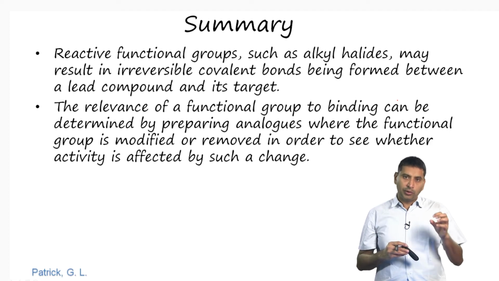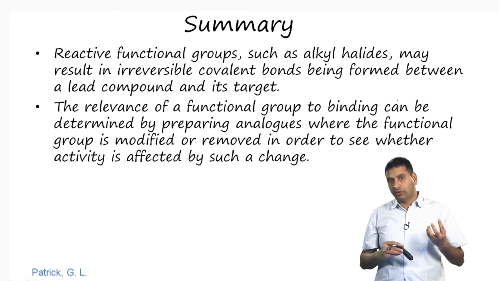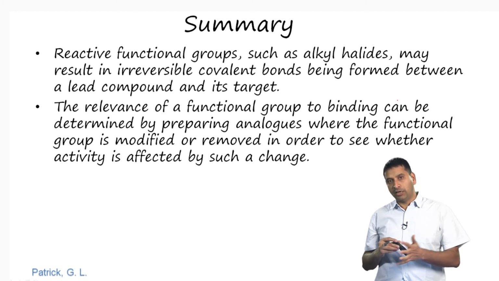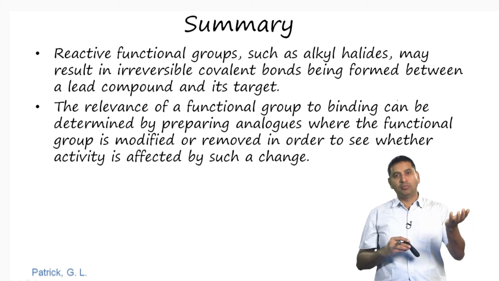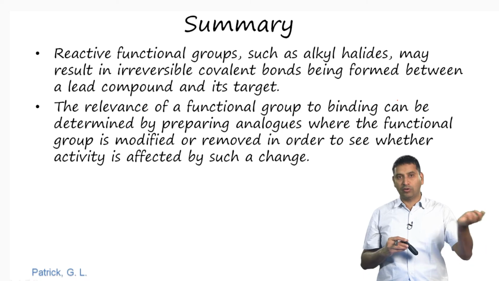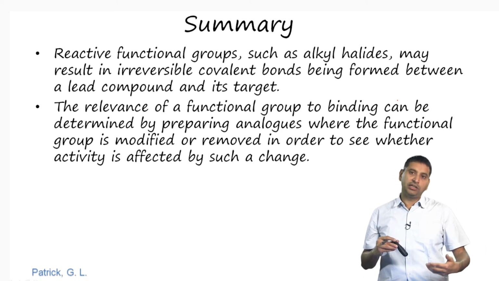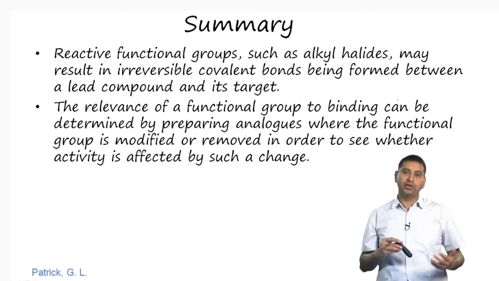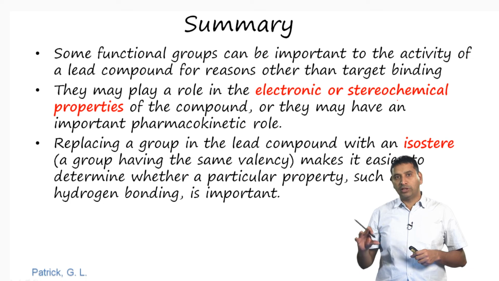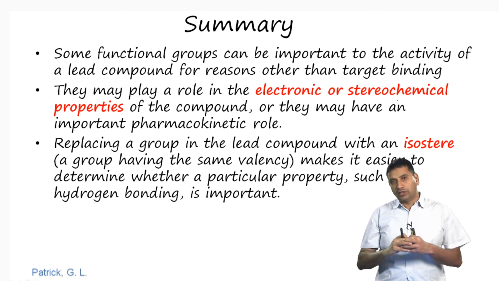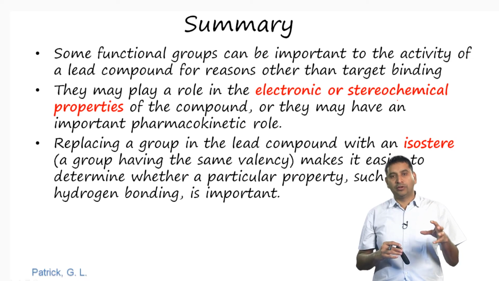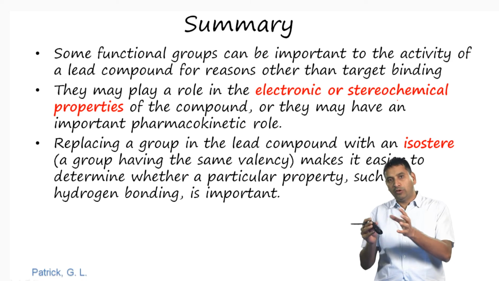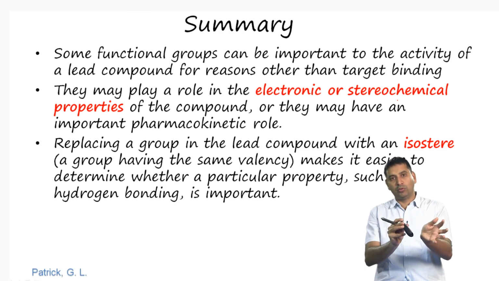The relevance of a particular functional group which is part of the lead may be determined by preparing analogues. For example, you can convert a hydroxyl group to a methyl group and then study whether the hydroxyl group is important for the activity or not. We have looked at this systematically, how to change these groups and understand the effect of this. Some functional groups can also be important to the activity of a lead compound for reasons other than target binding. For example, there may be some important electronic effect of the functional group, or there may be stereochemical properties of the group which play a role.